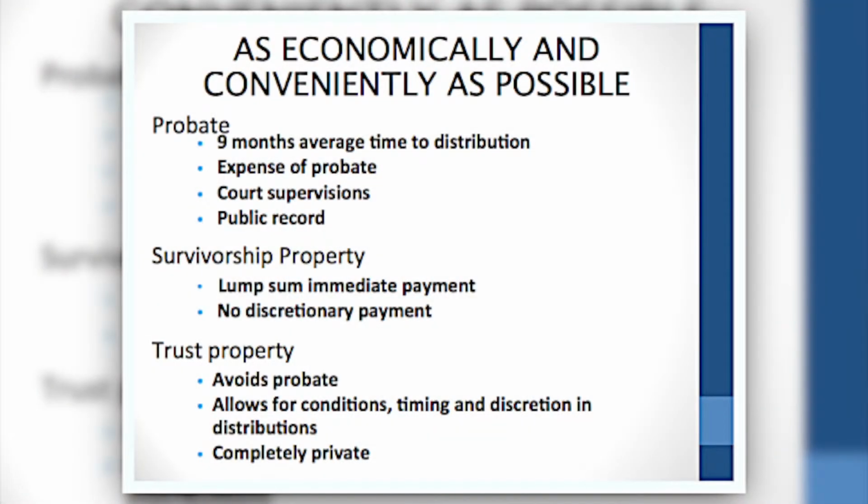And then finally, looking at it as economically and conveniently as possible. First of all, look at probate. It takes probably 9 months on average, and it's court supervised. It's fairly expensive in some instances, and it's a public record. So people sometimes don't like that very much, because it's open to the world. It shows what the assets were, and it shows a copy of the will, and it's a lot of things that some people just don't like to do.